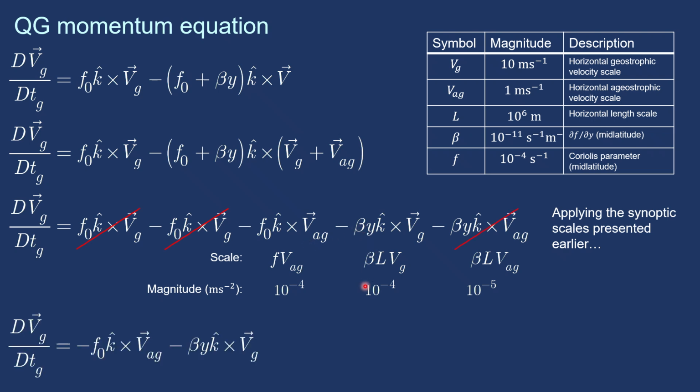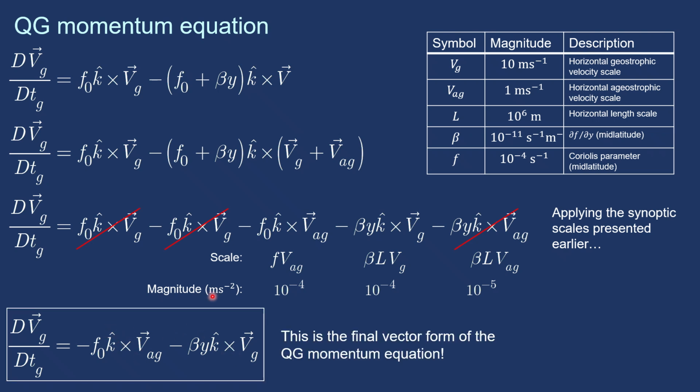And that leaves us with our acceleration term on the left. The acceleration of the horizontal geostrophic wind is equal to these two terms on the right-hand side. And this will represent the final vector form of our QG momentum equation after all of that scaling and all of the assumptions and simplifications that we have applied.